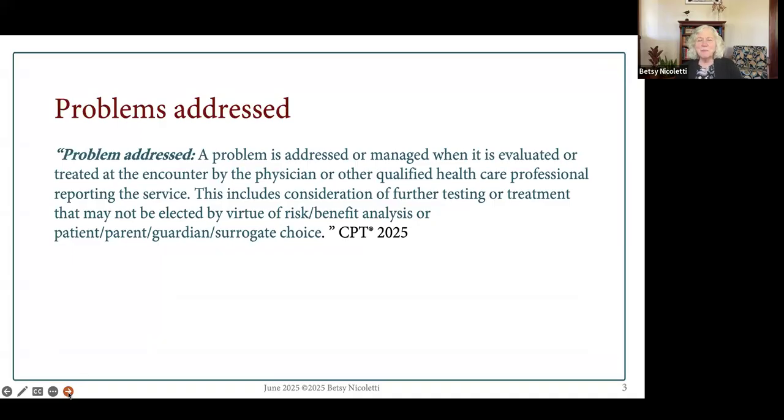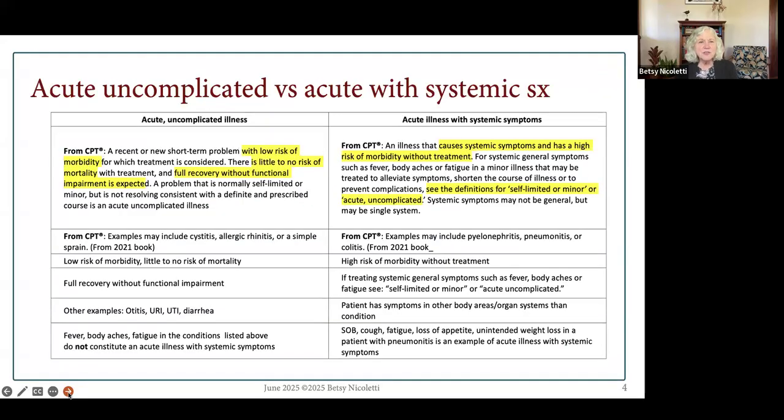And we always want to remember that a problem addressed is counted when it is assessed and managed at the encounter. So it needs to be evaluated and treated at the encounter. It's not just sitting there in the problem list. So here's a chart that I put together that I think helps to differentiate between an acute uncomplicated illness and an acute illness with systemic symptoms.